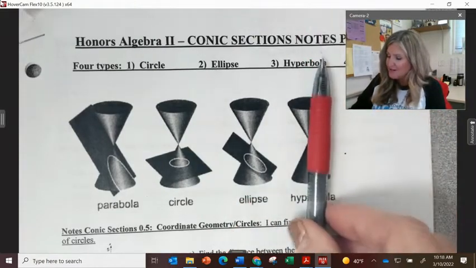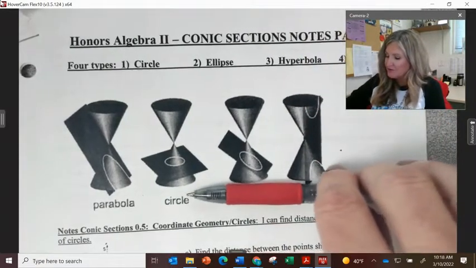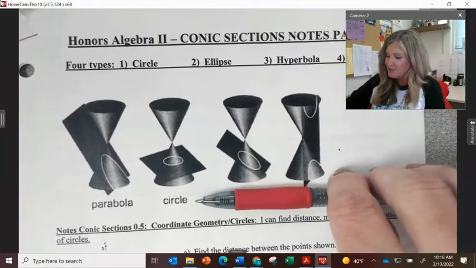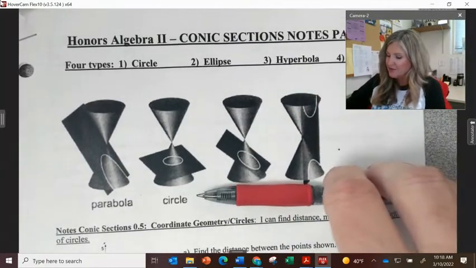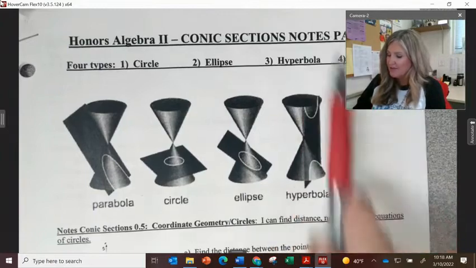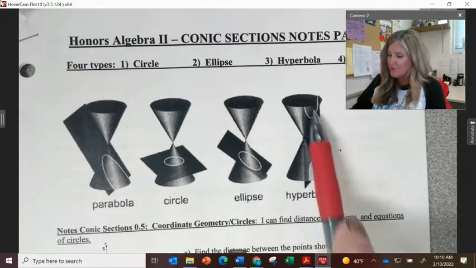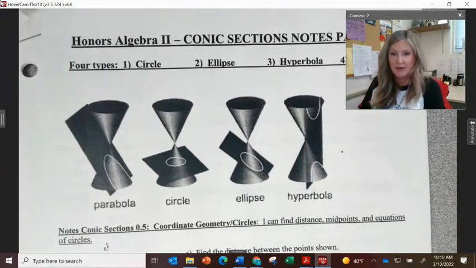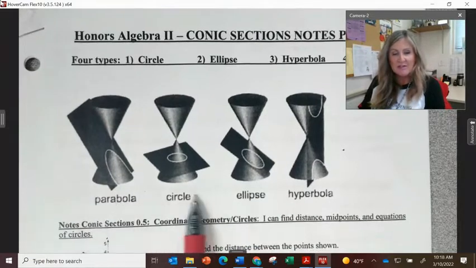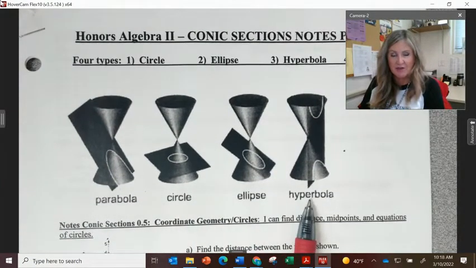If we come straight down so that we're perpendicular to the base plane, the plane that is the base of the cone, then we're going to get these double parts. And when we put those two together, we get what's called a hyperbola. So these are the four types of conic sections we're going to be looking at.